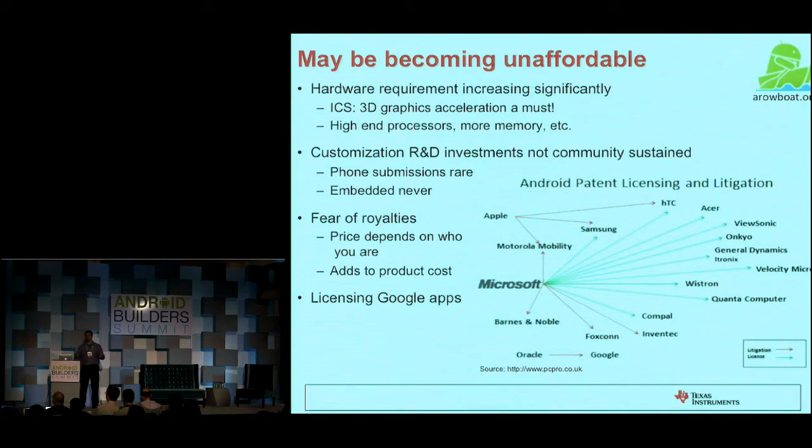So you see this push in requirements for faster processors, more cores, additional memory consumption. You see the cost of your system going up for implementing the latest dessert. And the R&D investments that you might put into customization of your Android platform are not something that you can sustain across the different generations as Google continues to innovate.